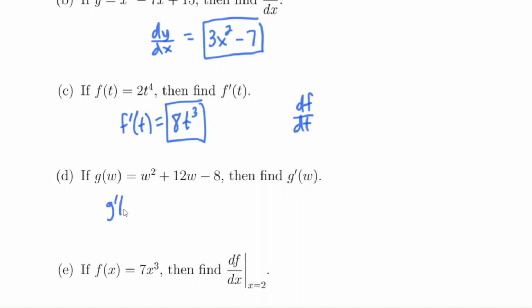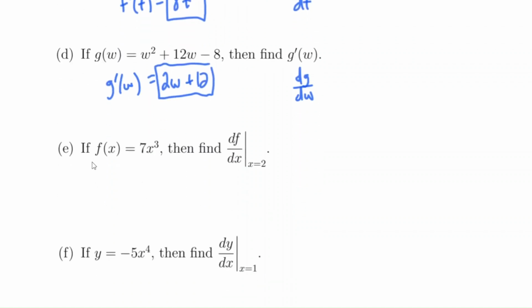Well, g prime of w is going to be 2w plus 12. Derivative of w squared is 2w to the 1, right? There's 2w. Derivative of 12w is 12. The derivative of 8 is 0, so that goes away. And it's just 2w plus 12. Another way to write this would be dg dw. dg dw, or g prime of w, would be 2w plus 12.